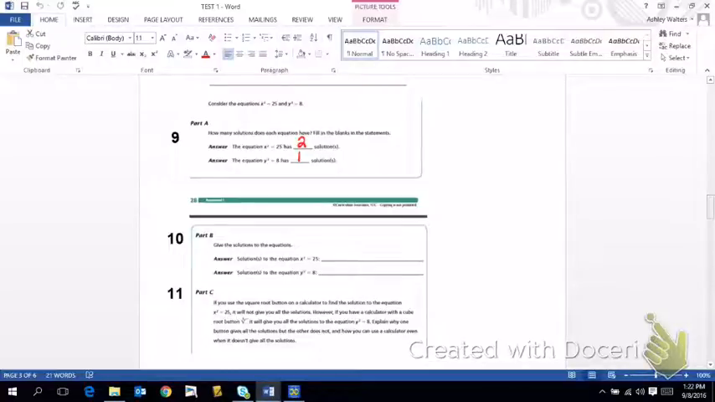In number 10, it actually asks us for the solutions, for x squared equals 25. We know that 5 squared will give us positive 25, and negative 5 squared will give us positive 25. For y cubed, we said that positive 2 times positive 2 times positive 2 will give us that positive 8, but a negative 2 will not. It will give us a negative 8.